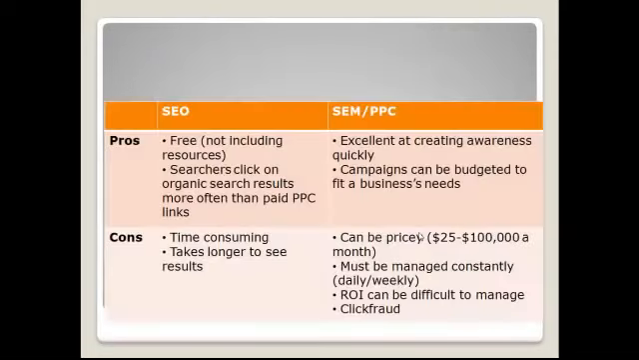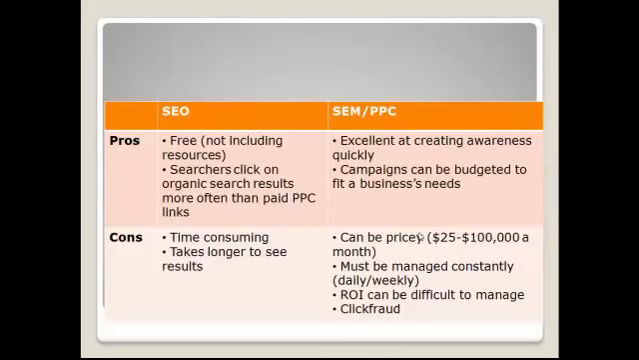Now, some of the pros and cons of SEO versus pay-per-click and search engine marketing. Well, search engine optimization, if you're knowledgeable and you follow Ewing Enterprises guides, it's free. You can make these changes yourself depending on your level of coding. And searchers click on organic search results more often than paid pay-per-click. 80% click more on organic versus the paid.